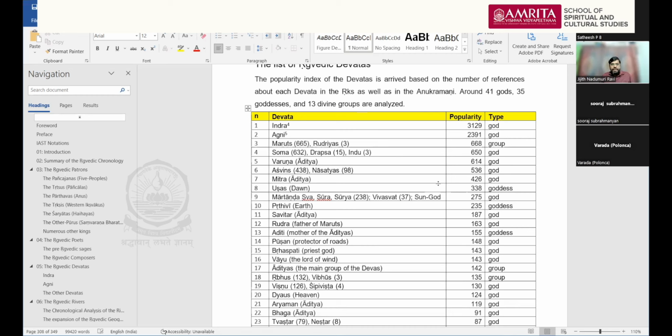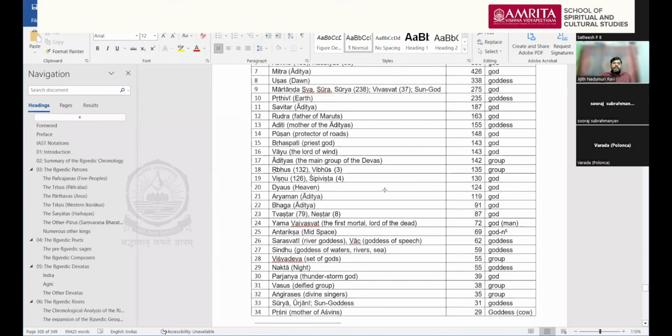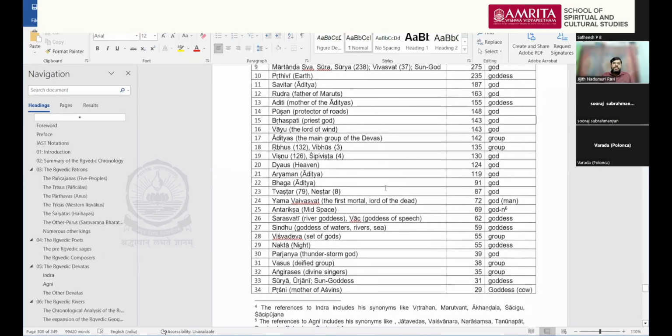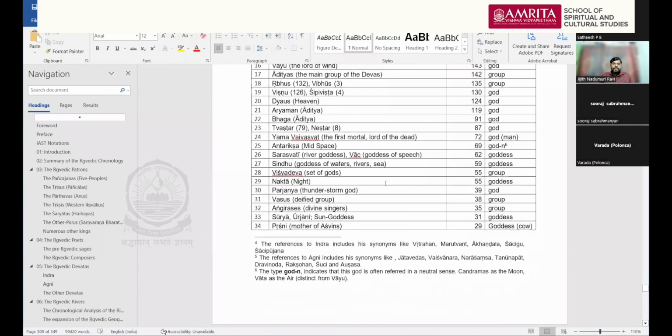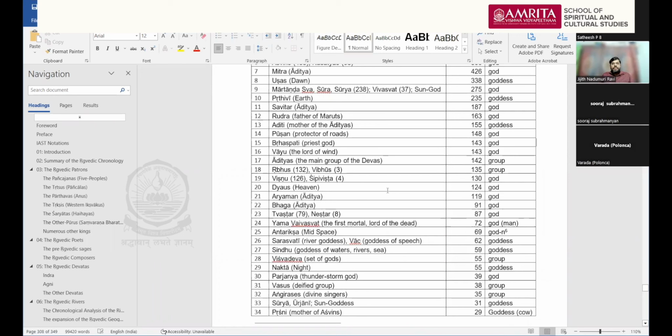But it does make some statements, or some inferences we can gather, that there is a father-son relationship between Indra and Twashtar. Twashtar is another devata who is related to architecture, the devata who is creating things. Here Twashtar is at the 23rd rank. He is mentioned around 87 times.